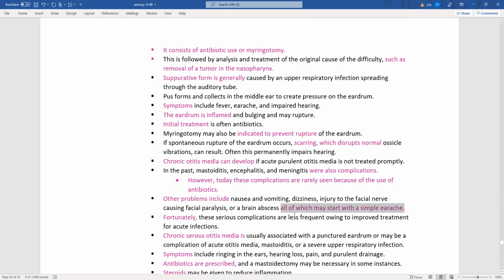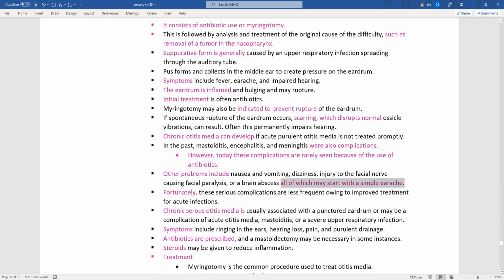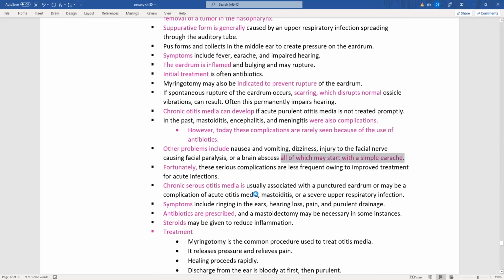Fortunately, these serious complications are less frequent owing to improved treatments for acute infection. Chronic serious otitis media is usually associated with a punctured eardrum or may be a complication of acute otitis media, mastoiditis, or a severe upper respiratory infection. Now, that's chronic serious otitis media. Okay, that's the other disorder. Don't get them two mixed up.